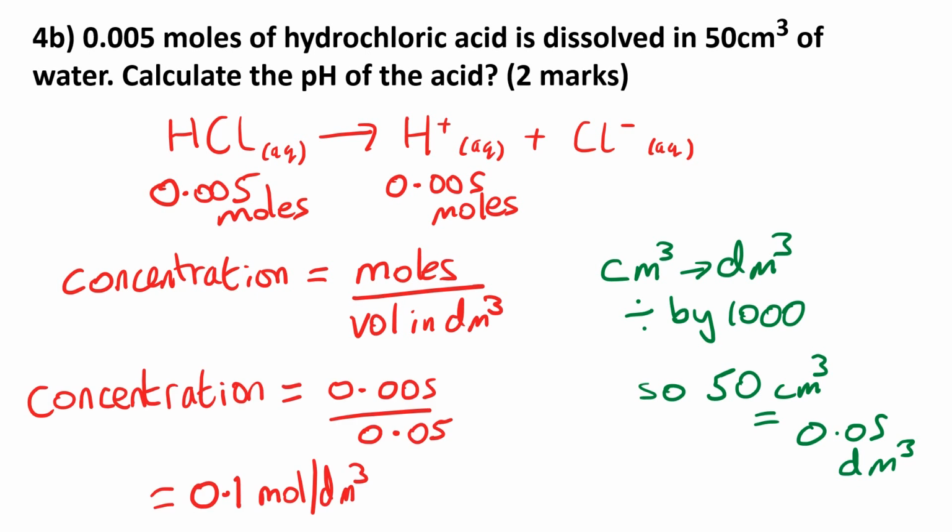That means the concentration is 0.005 moles divided by 0.05 dm cubed, and that works out at 0.1 moles per dm cubed. And if we change that into standard form, it's 1 times 10 to the minus 1, and the minus 1 tells us the solution is pH 1.